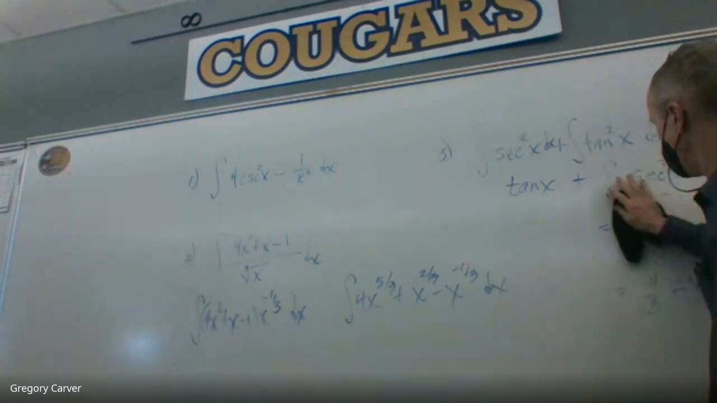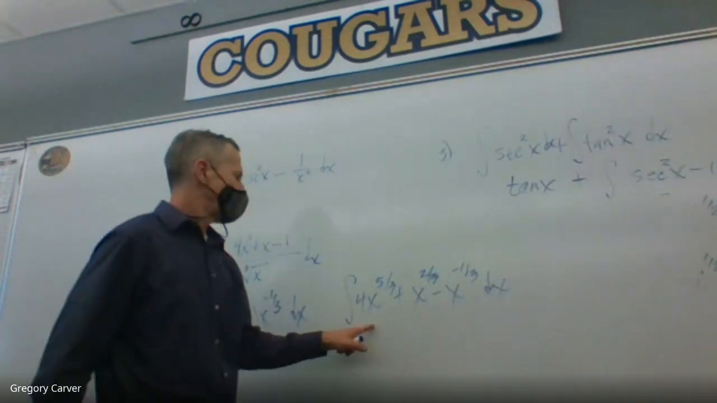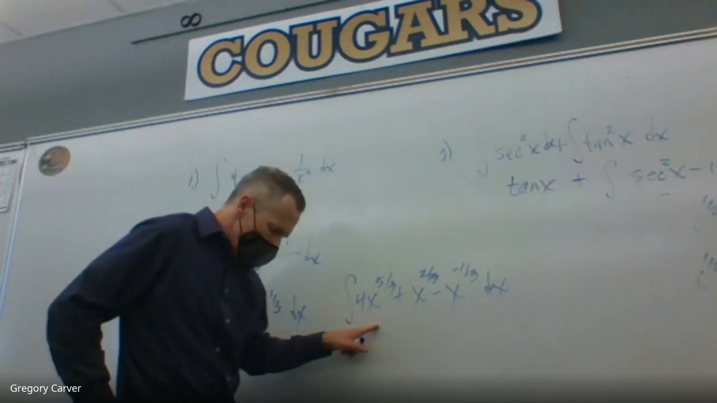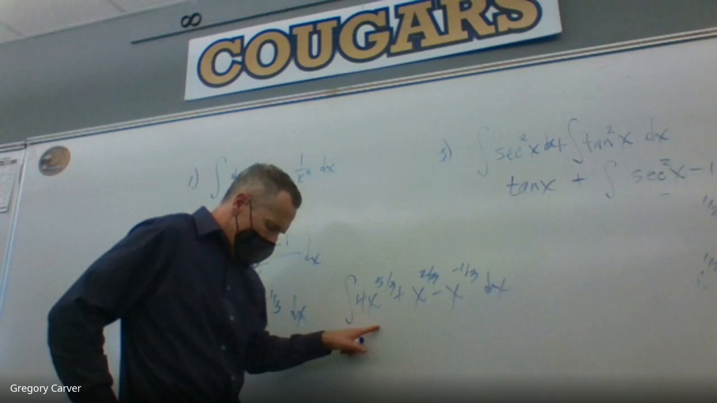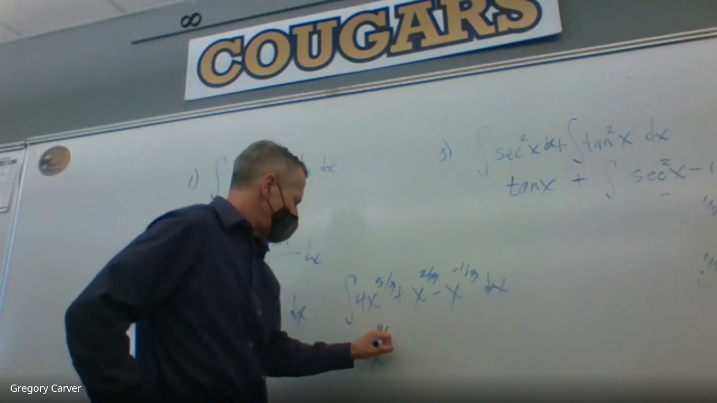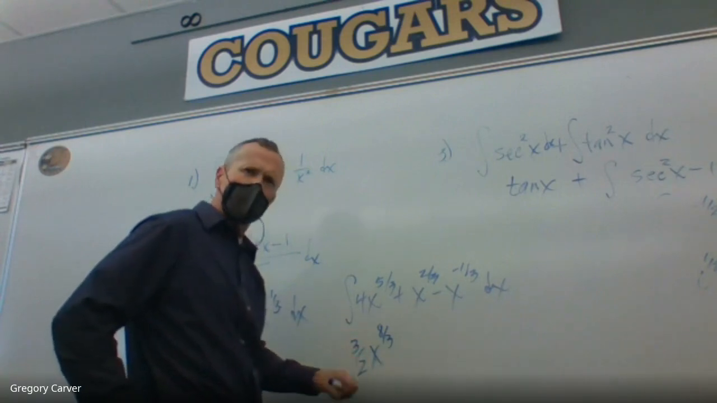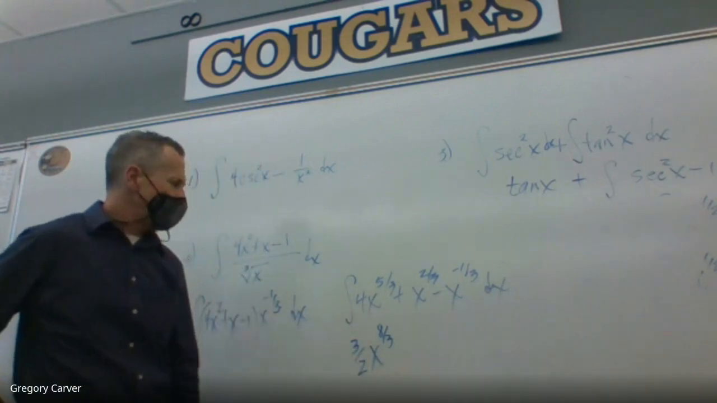Excellent. Let's take this one at a time. Jonathan, what's this go to? 3 halves x to the 8/3. So it's x to the 8/3, and that's 3/8. Did you say 3 halves? I think that's right, isn't it? You get the 4 and the 8 to cancel. I like it.